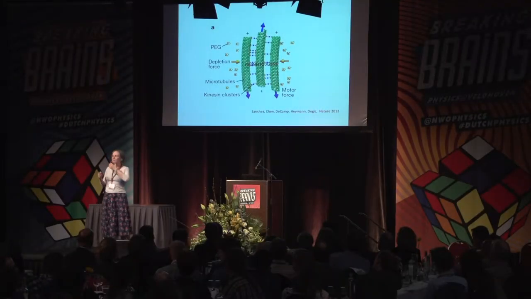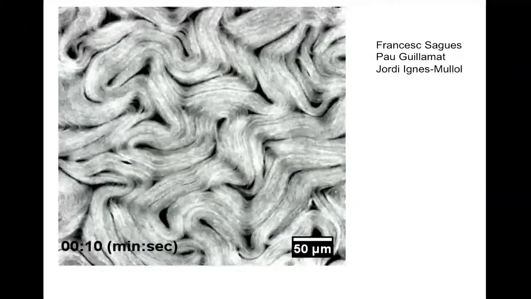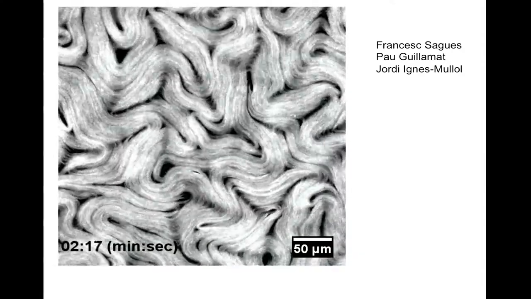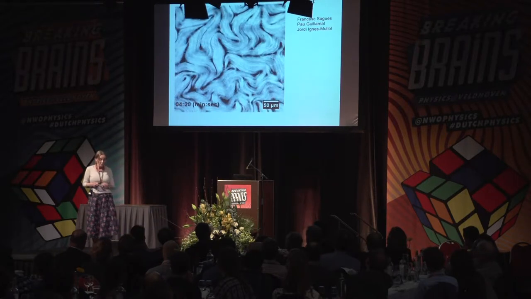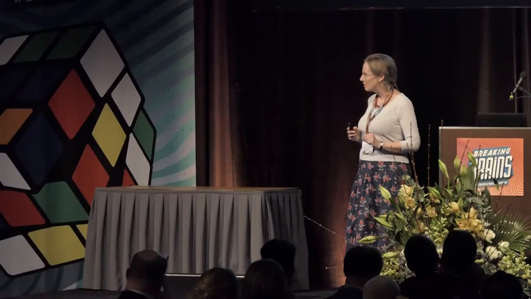So let's take loads of these things and put them on a surface and watch what happens. And this is a nice picture of what happens. This is from the Barcelona group. And you can see the white strands there. Those white strands are the microtubules, and they're being pushed around by the molecular motors. And again, you get a state which looks like turbulence, which sort of looks like chaos. And it's not so different from what happened with the bacteria. What's going on? Can we understand what's going on here?